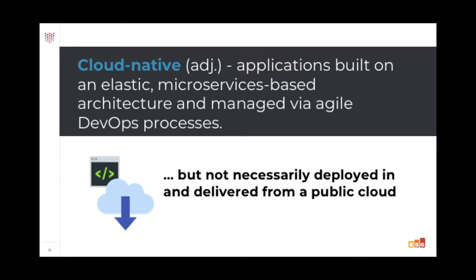So what we're offering here, and this is a pretty standard definition if you were to Google cloud native, are applications that are built on an elastic microservices-based architecture. That's the technology part, of course, and managed via an agile DevOps process or set of methodologies. That's obviously the process piece.